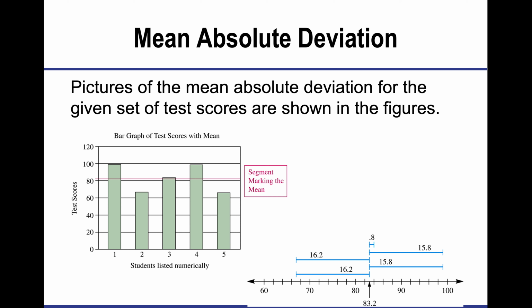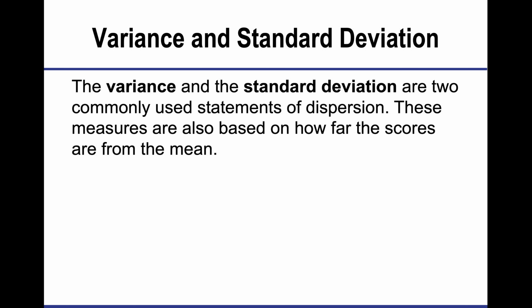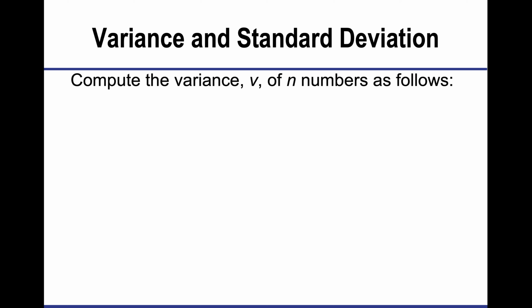Now, once I look at the pictures of this, I'm going to see that I'm given a set of test scores that are shown in these figures. And if I mark the mean here in the bar graph and I draw it across the mean of 82, that's going to give me a little bit better of a visual of what's happening here with the mean. The variance and the standard deviation are going to build upon that mean average score.